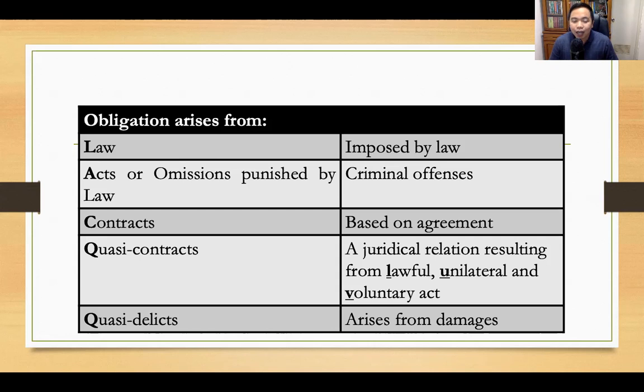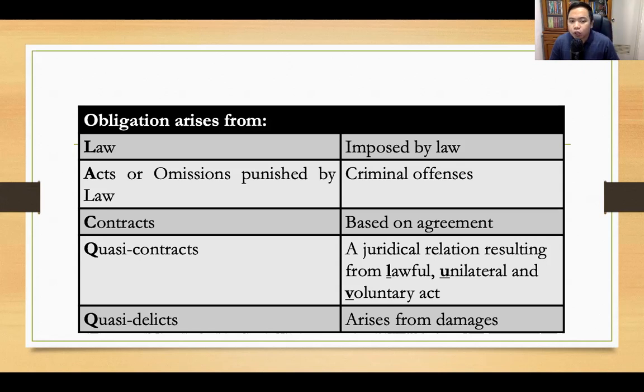Contracts, class, are agreements. These are covenants entered into by private individuals. It's a private agreement between two individuals, wherein they bind themselves based on the terms and conditions of the agreement.